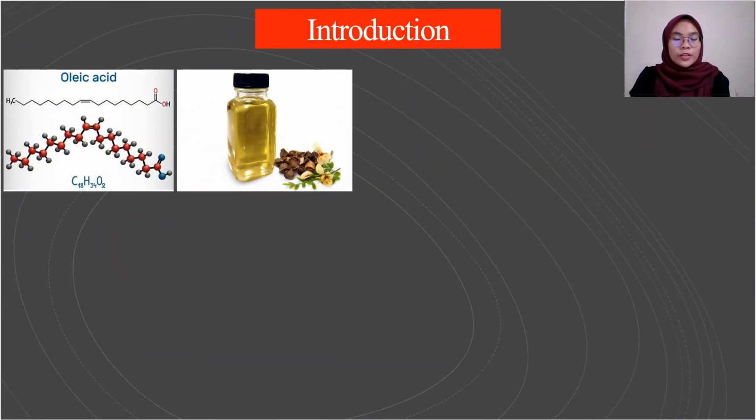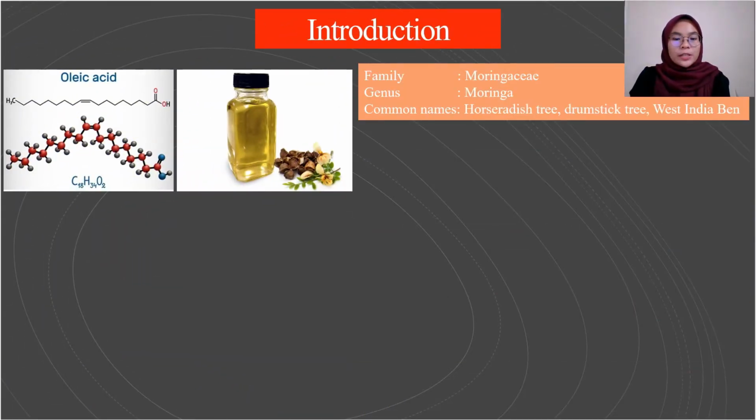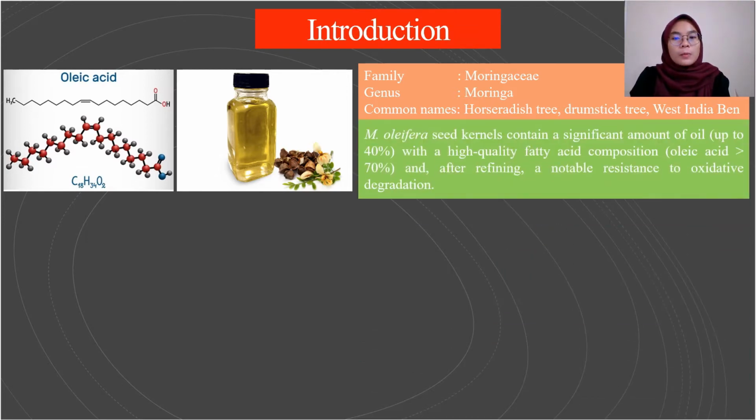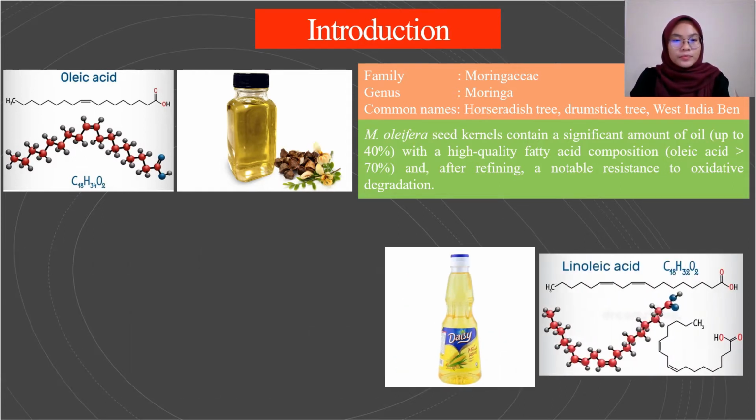This is a picture of Moringa Oleifera oil. The family name for Moringa Oleifera is Moringaceae, and it is a genus of Moringa. The common names for Moringa Oleifera are horseradish tree, drumstick tree, and also West India bean. Moringa Oleifera seed kernels contain a significant amount of oil, up to 40%, with a high quality fatty acid composition, which is oleic acid, more than 70%. After refining, it has a notable resistance to oxidative degradation.